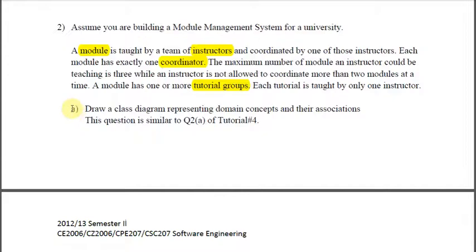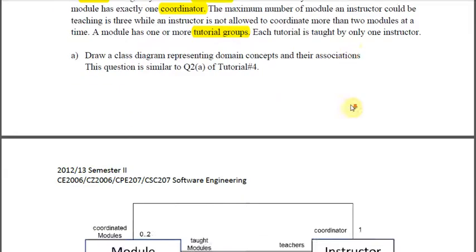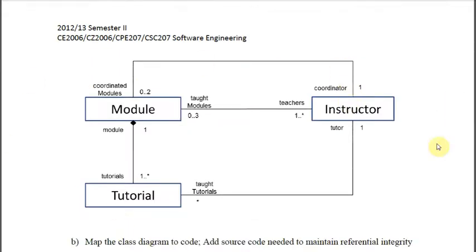So first, let's identify the classes. We can see that there's a module, instructor, coordinator, and the tutorial groups. Actually, the instructor and the coordinator is one class. They are all teachers, plus different roles. So we can come up with this model. We have module, instructor, and tutorial. There is a relationship between instructor and the module. The role at the side of instructor is coordinator, and the role of module is coordinated module.